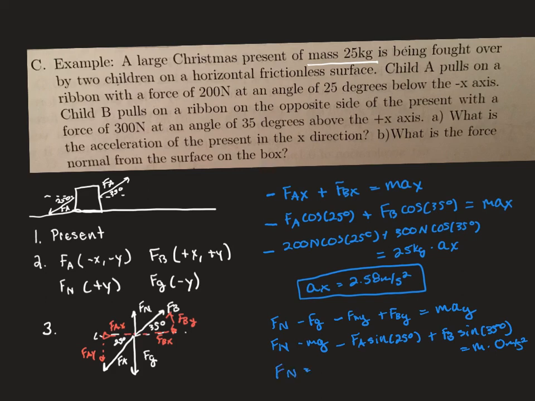So we can plug in the mass, and the mass was 25 kilograms times 9.8 meters per second squared minus 200 newtons times the sine of 25 degrees plus 300 newtons times the sine of 35 degrees is going to equal 0 newtons, which gives us then a force normal of 157 newtons.